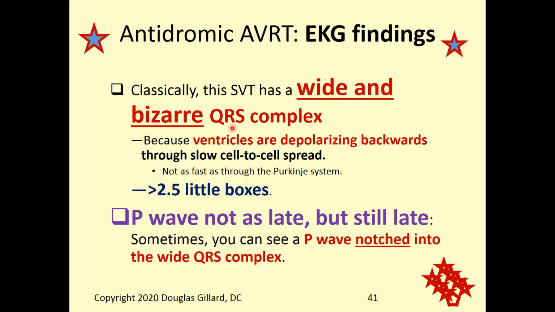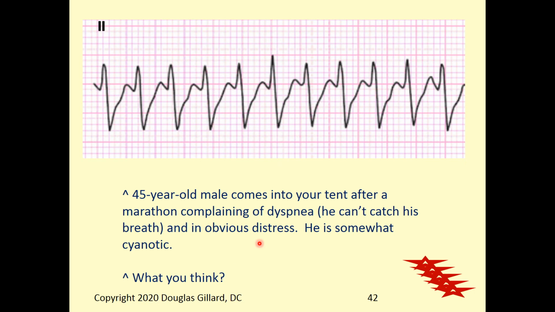So EKG findings, again: a wide and bizarre QRS complex, greater than 2.5 little boxes. The P wave usually is late, so sometimes this is really confusing with junctional tachycardia, right? Because with junctional tachycardia you can get a slurring of the S wave, same with this one. So this can really look like a junctional tachycardia, only way faster. In reality, most of the time junctional tachycardia won't run this fast. Again, if you're a cardiologist, please correct me if I'm wrong down below.